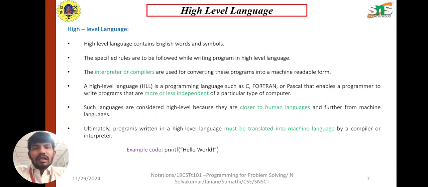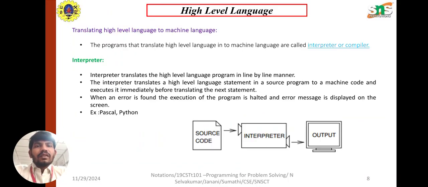Such languages are considered high level because they are closer to human languages and further from machine languages. Ultimately, programs written in a high level language must be translated into machine language by a compiler or interpreter. The programs that translate high level language into machine language are called interpreters or compilers. The interpreter translates the high level language program in a line by line manner. It translates a statement in the source program to machine code and executes it immediately before translating the next statement. When an error is found, the execution of the program is halted and an error message is displayed on the screen.